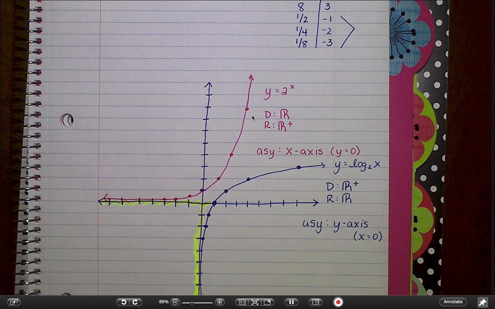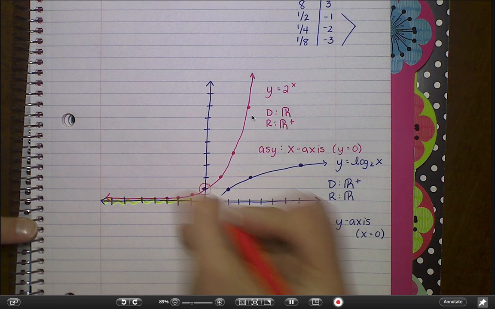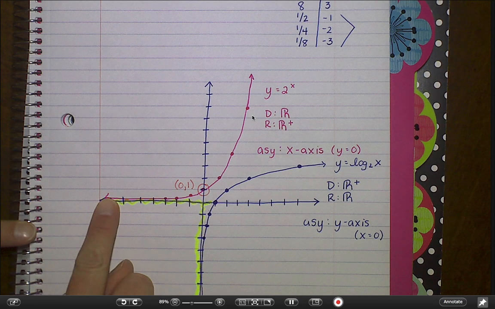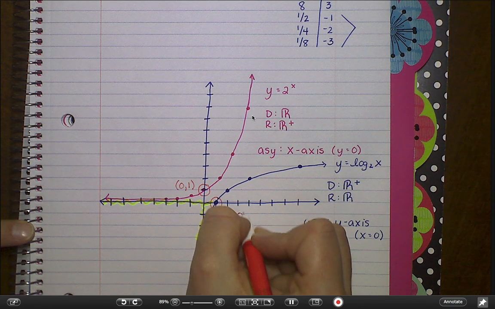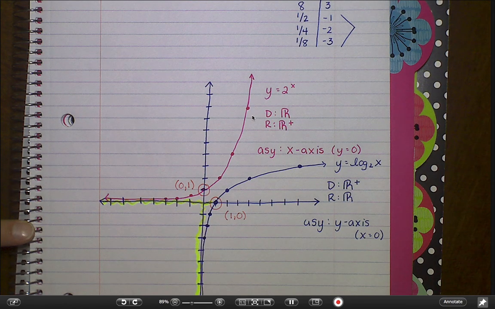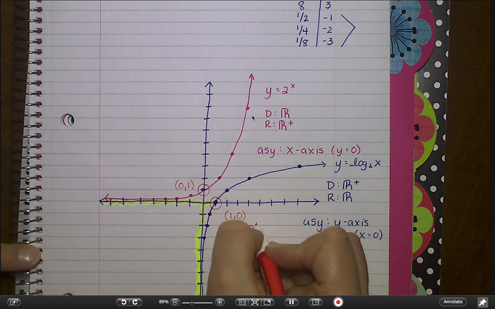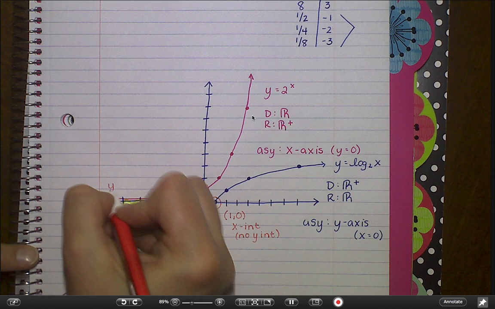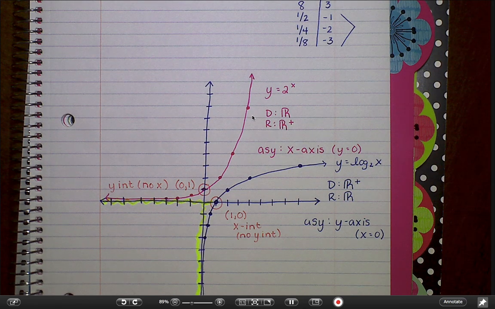And I do just want to throw in one more thing here. Let me see if I can find a different color. One other thing you should know is where the intercepts are. You'll notice that the pink graph has a y-intercept right here at the coordinate (0, 1). Okay? And it has no x-intercept because the x-axis is an asymptote. This graph always contains the point (1, 0). It has an x-intercept, but it has no y-intercept because this line is an asymptote. Okay? So this is an x-intercept, and there is no y-intercept. This is a y-intercept with no x-intercept.